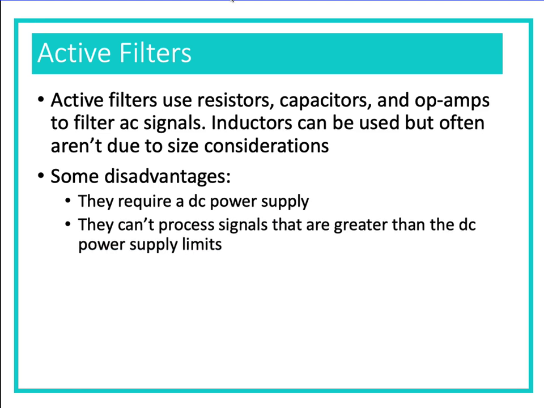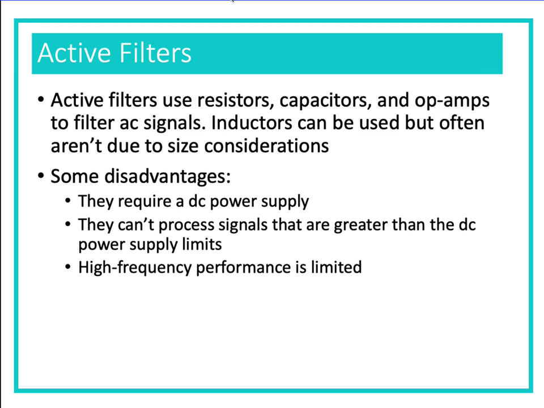They can't process signals outside the DC power supply limits. So that's why they can't do really large voltages or large currents, because they're small powered devices. So for very big signals, they don't work so well. They also have issues at high frequencies. Once the frequency gets up to a certain point, the op amp actually starts to attenuate the signal, and so beyond a certain frequency, they don't work so well.